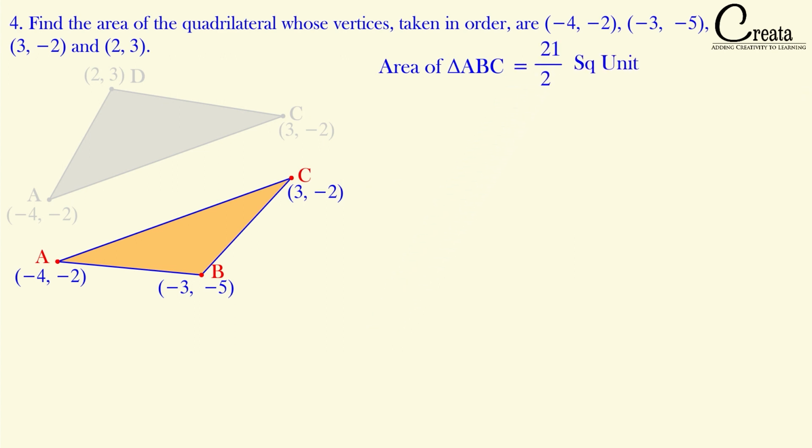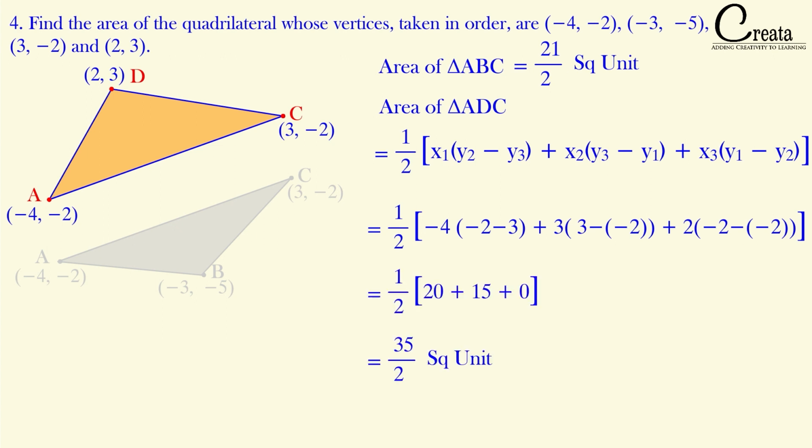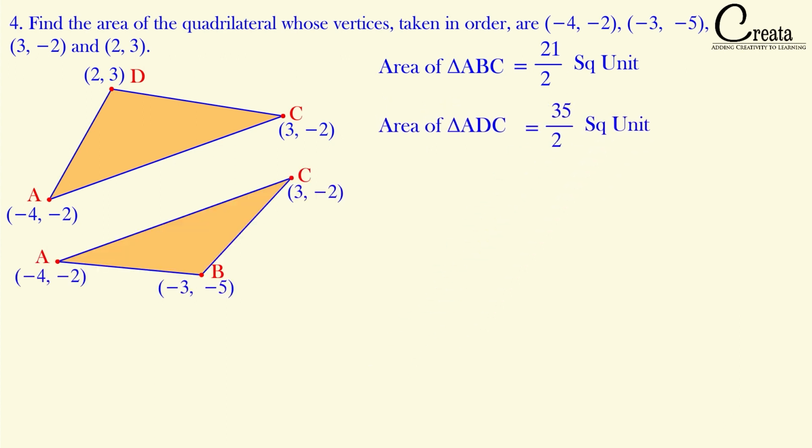Let's move to the area of the triangle ADC, the second triangle. Again, we know all the three coordinates. Let's simply put the three coordinates into the formula of the area of the triangle. On solving, we got the area of the triangle ADC as 35/2. So we have the area of triangle ABC as 21/2 and the area of triangle ADC as 35/2.